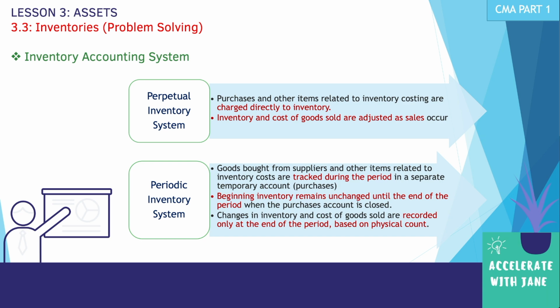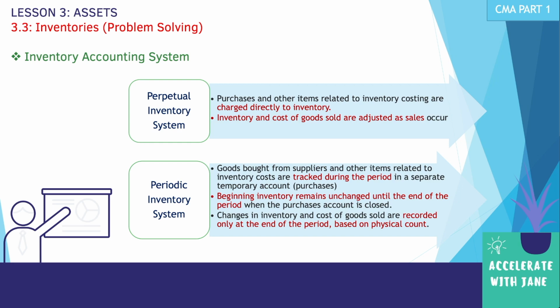So what's the difference between the two? So under perpetual inventory system, whenever there are purchases, these purchase transactions are directly reflected in the inventory account. Similarly, whenever there are sales transactions, inventory and cost of goods sold accounts are automatically adjusted. On the other hand, when we say periodic inventory system, purchases are only tracked in a separate account, which is the purchase account. It's a temporary account, meaning the beginning inventory account remains unchanged until the end of the period, and that is during the physical count of inventories.